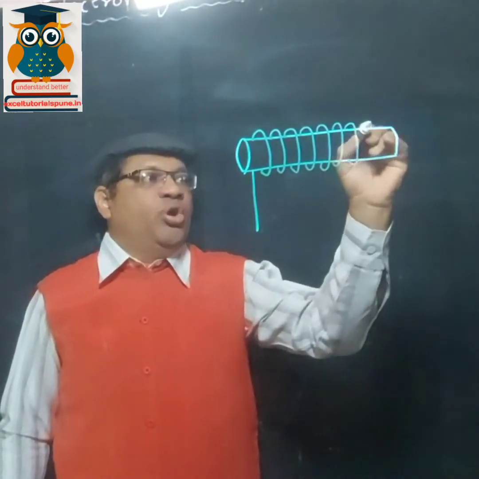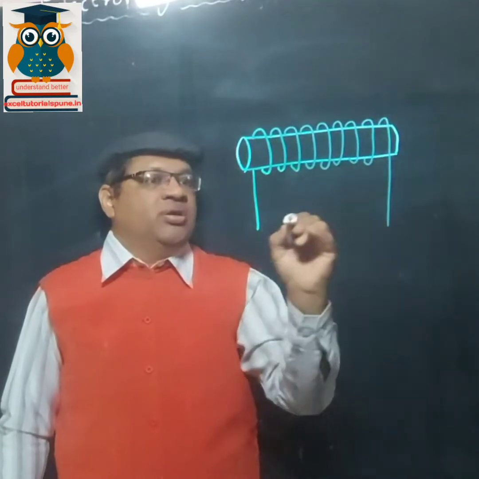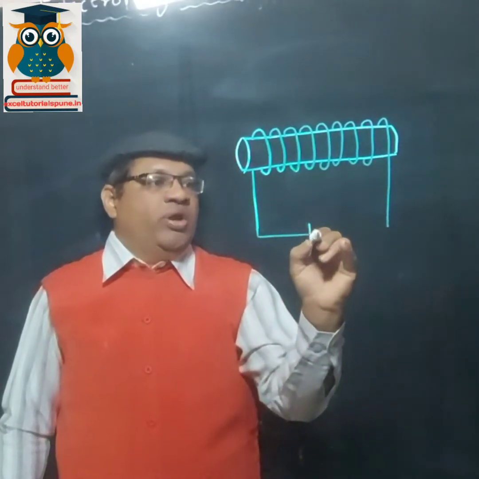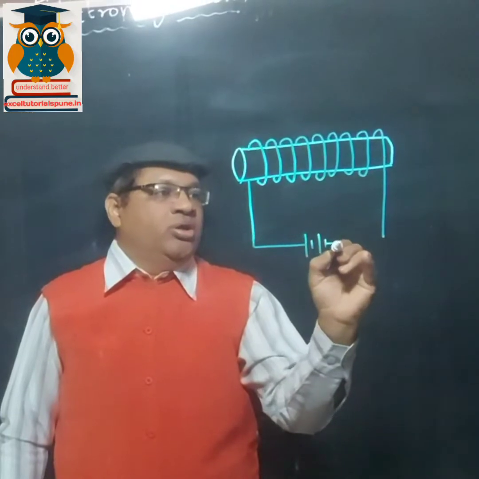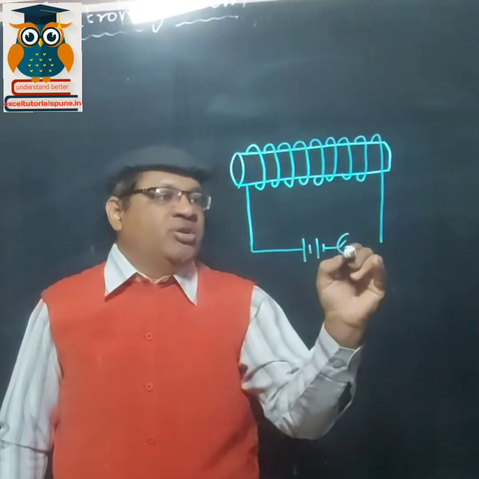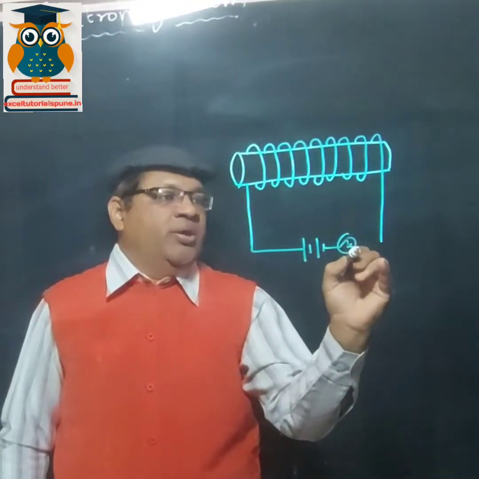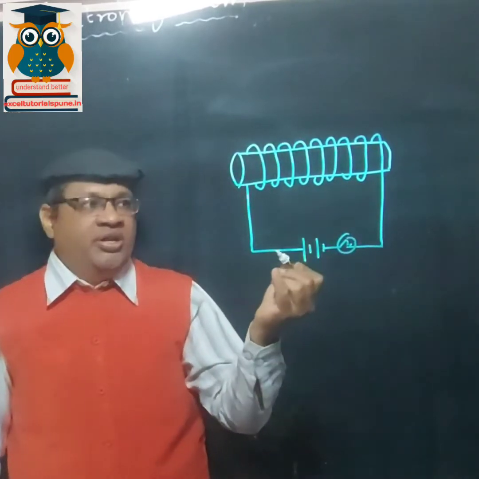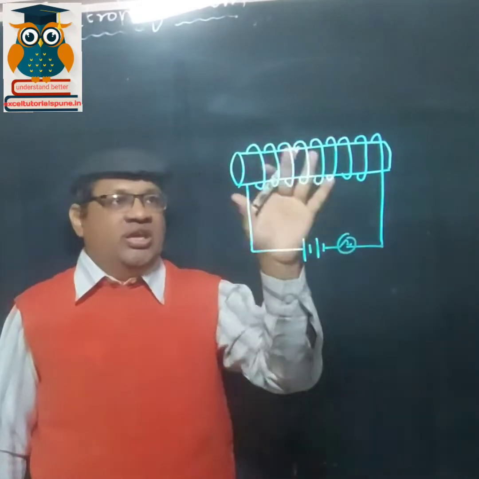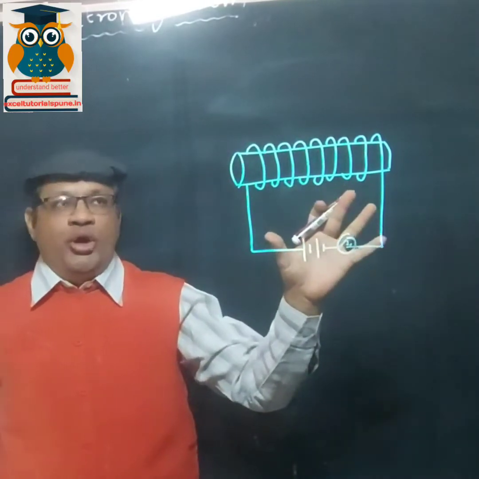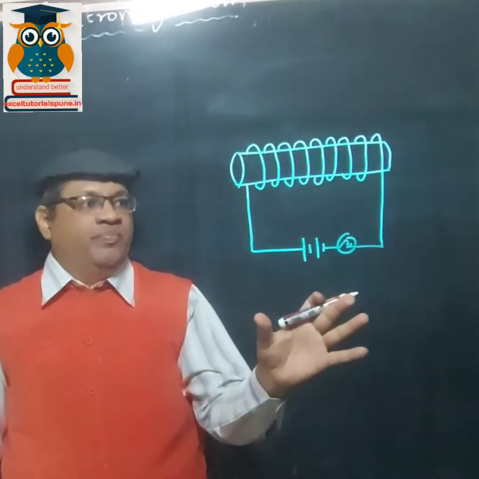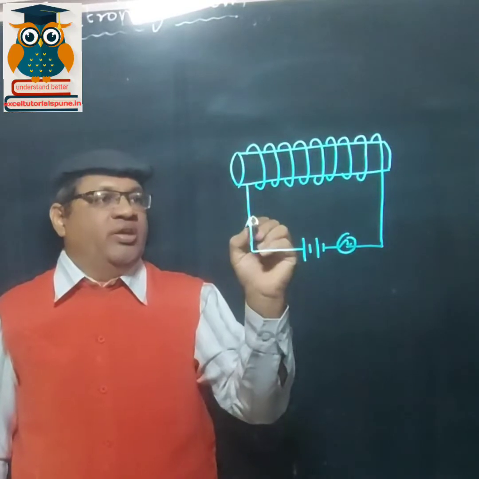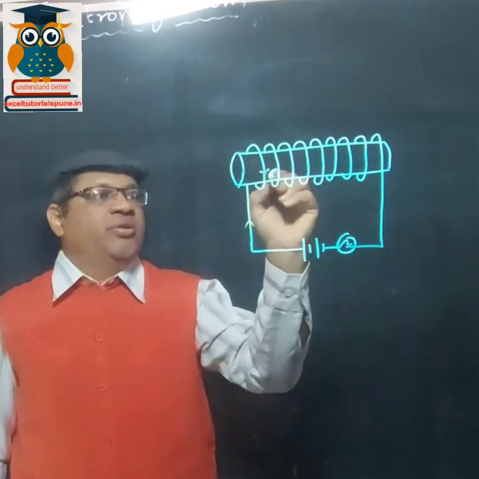Now I'm able to draw only few number of turns, but while performing the experiment, you have to always take a large number of turns of conducting wire. Okay, there is a switch and there is a rheostat, ammeter, many things are there, but for the sake of understanding what is a solenoid, I have drawn this experiment. Now see how the current is moving, like that it goes around that.